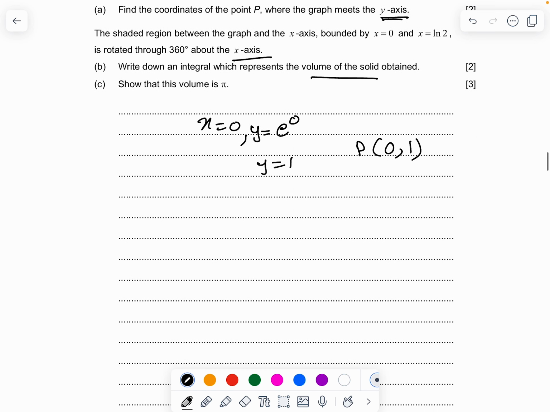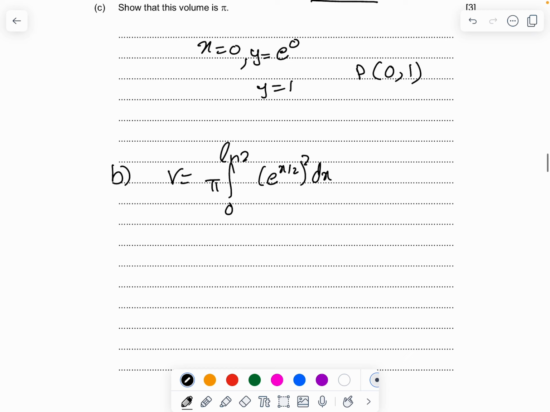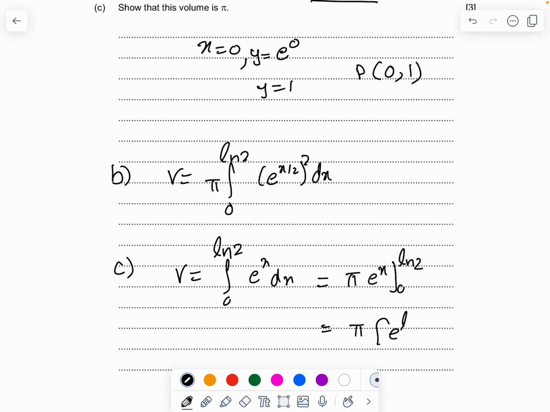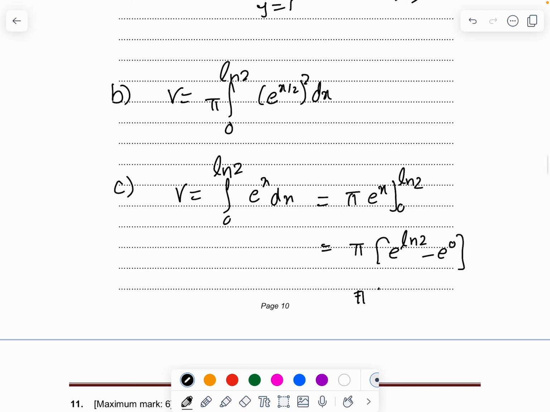rotated along the x-axis. So part B, volume equals pi integral 0 to ln 2 of (e power x upon 2) whole square dx. Show that the volume is pi. So volume equals pi integral 0 to ln 2 of e power x dx, which is pi e power x from 0 to ln 2. So pi (e power ln 2 minus e power 0), which is pi (2 minus 1), which is pi.